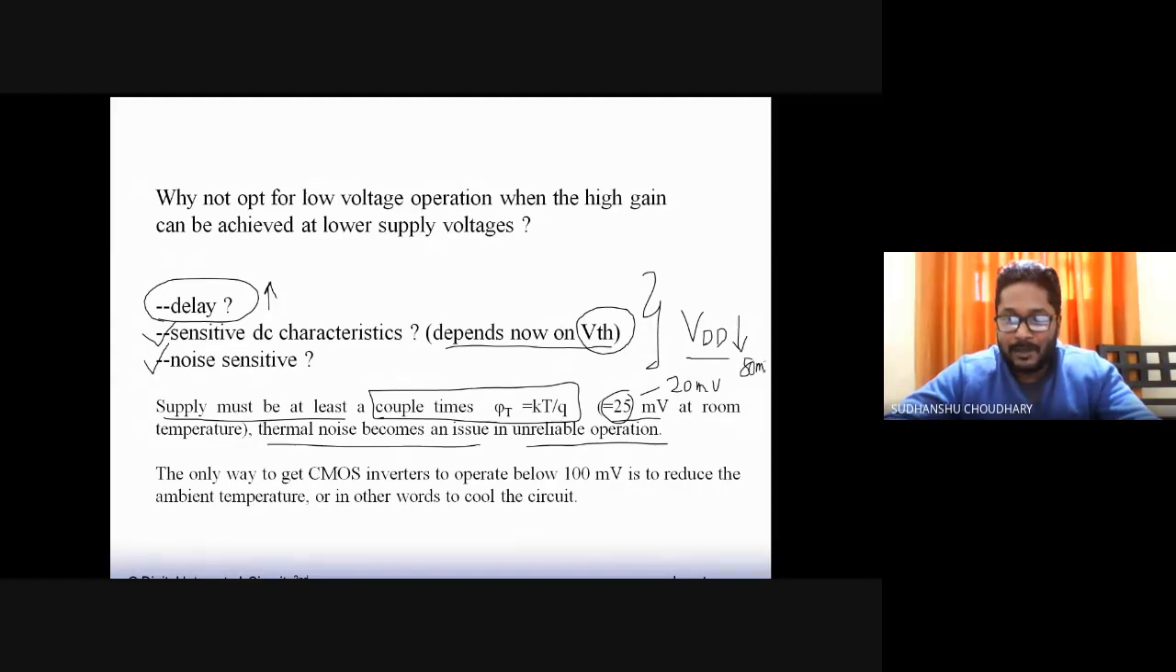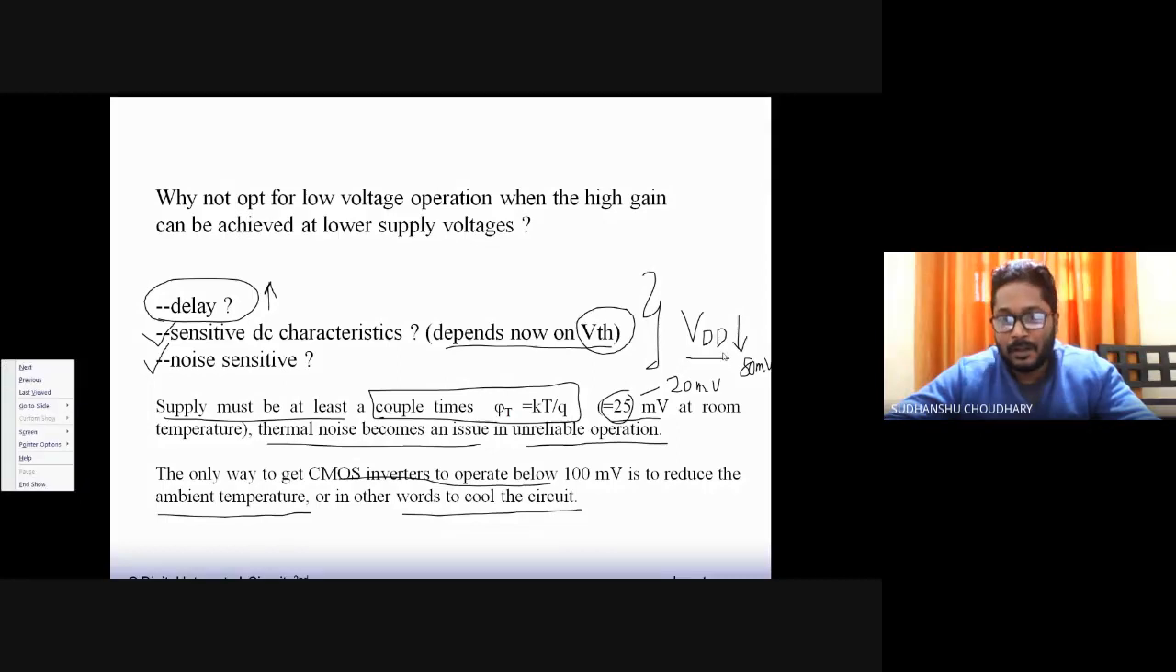Right? So that means to make VDD lesser than 4 phi t, one has to operate the CMOS inverters at a lower ambient temperature, or in other words, one has to cool the CMOS circuit. So you provide some sort of good heat sink, which can cool down your circuit. The circuit can be cooled down, and obviously it can be operated below 100 millivolts. So that is possible.